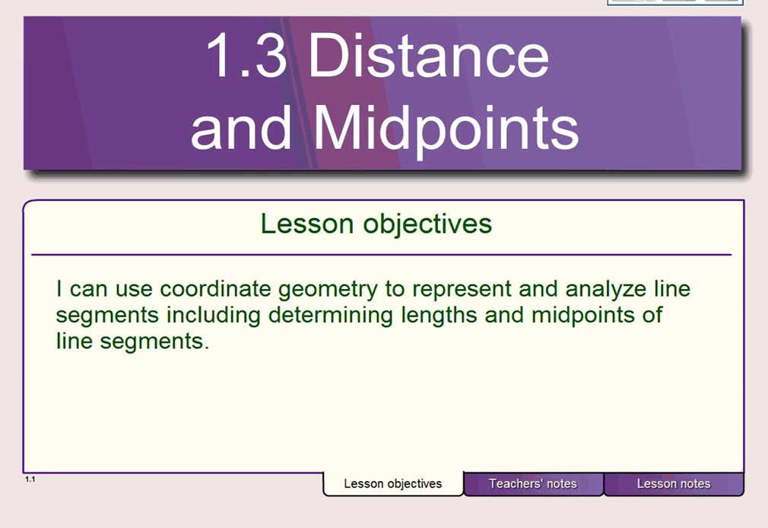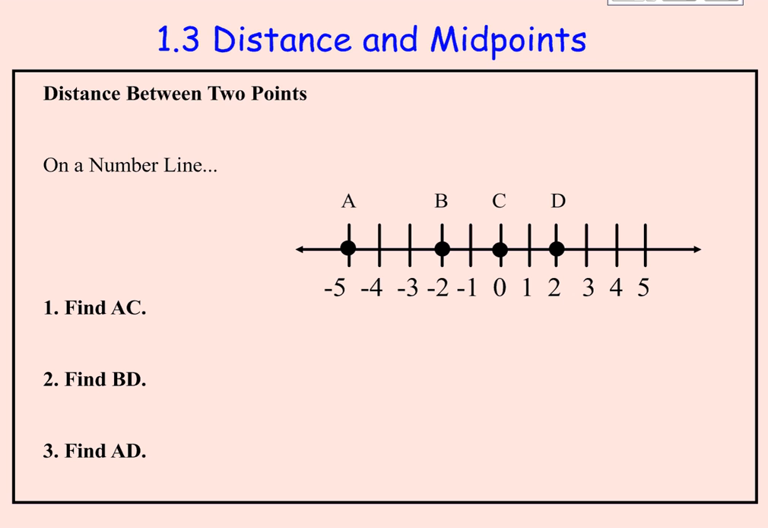Okay, so 1.3, distance and midpoints. Distance and midpoint are two things that the MCAs love to throw at you. It loves to pop up on the ACT as well. And what you've got to do is think about some algebraic concepts mixed in with some geometry concepts. So you're looking at a coordinate plane. That means a graph, so lines and things like that.